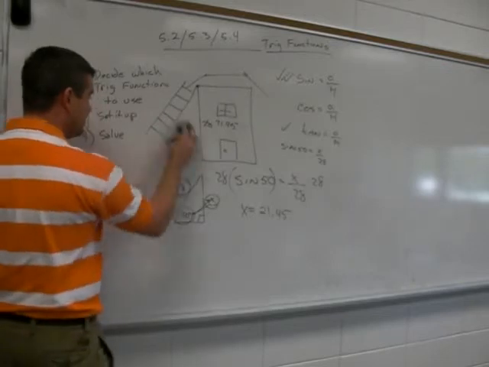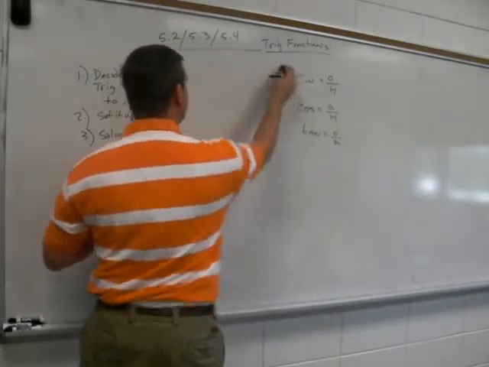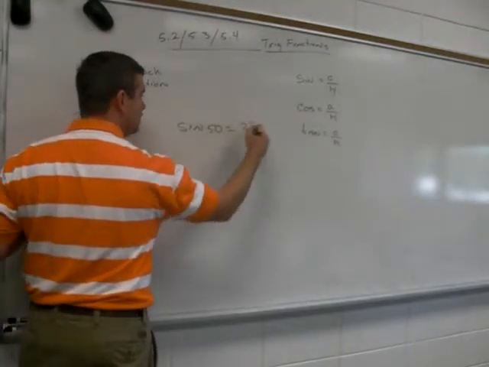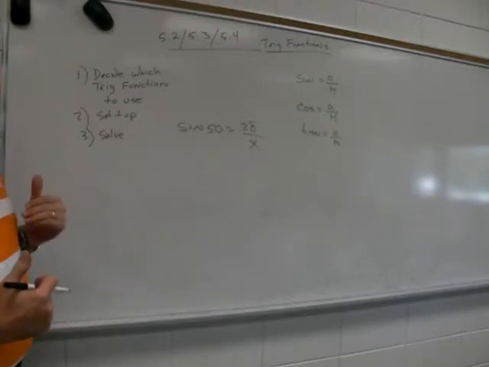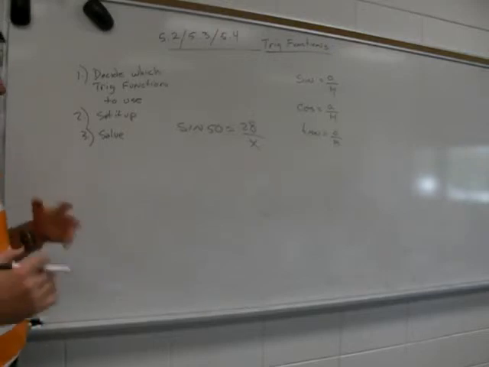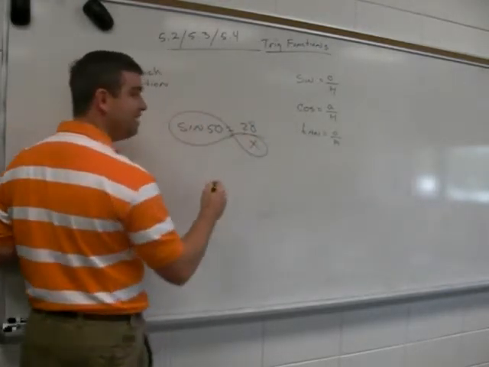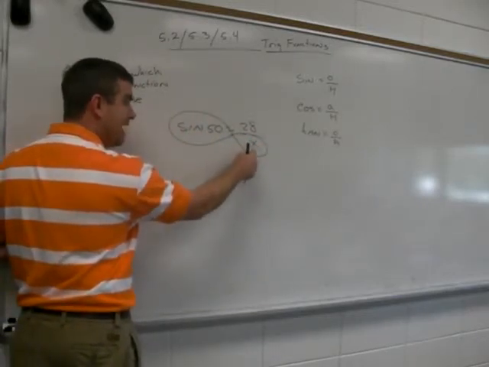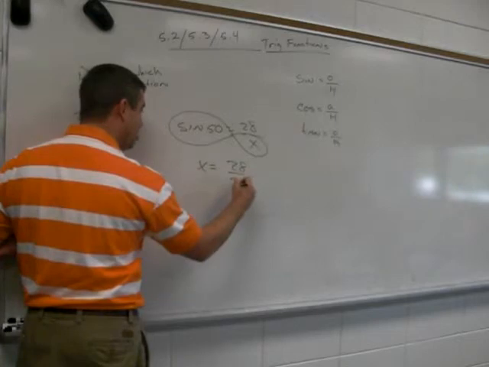Now let me show you one more thing. When you set it up, there's going to be some problems that look like this. Let's stick with those same numbers. Let's say that we set it up and we got x on the bottom. Some people don't know what to do when the x is on the bottom. Instead of trying to explain it, I'm just going to show you what to do. It's very easy. Those two values simply swap places. The sine of 50 comes down in the denominator, x comes up front. So this simply changes into x equals 28 over the sine of 50.